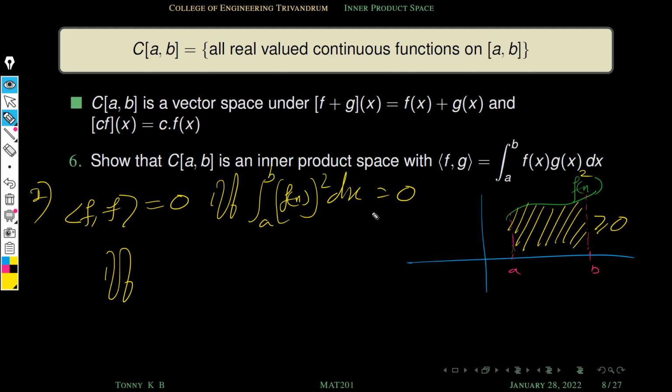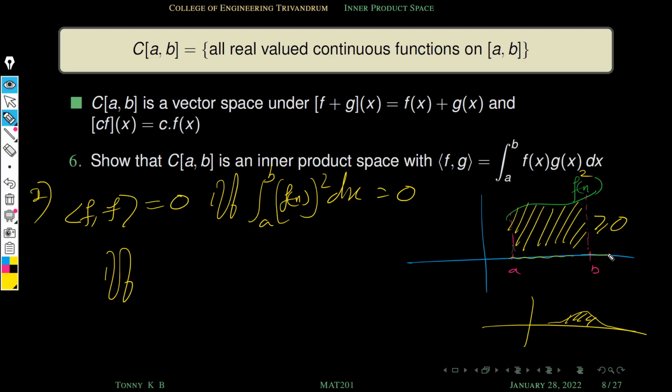That means what? The area between the function, this is our f of x square, okay, it's a non-negative function. The area between this function f of x square and the x-axis is 0. Area is 0 means what about the curve? The curve coincides with the x-axis. Clear? Otherwise, what happens? Suppose the function is like this, then there is a positive area. So this area equal to 0 means this function coincides with the x-axis.